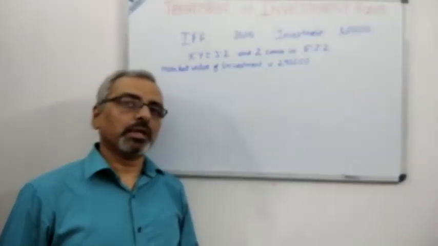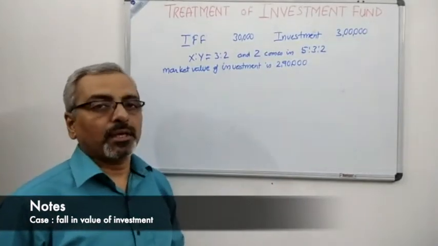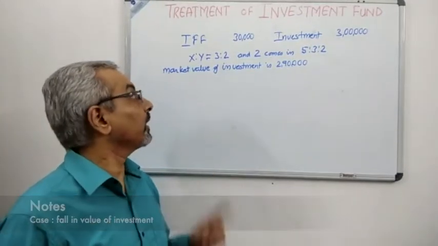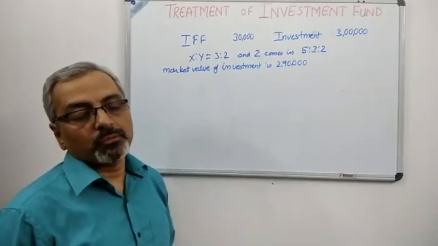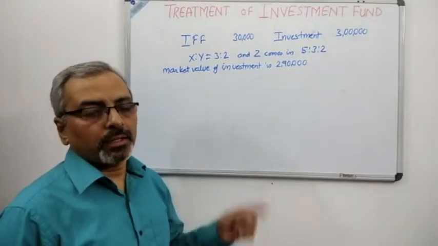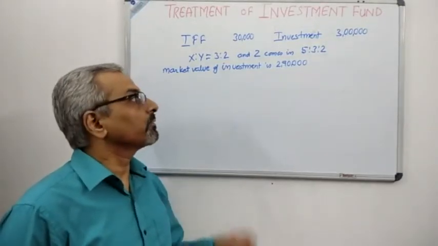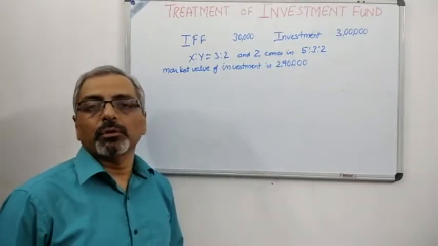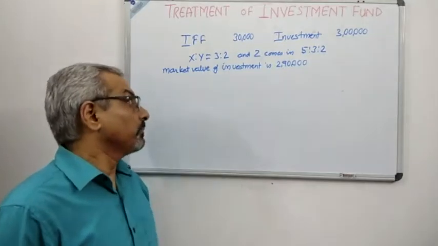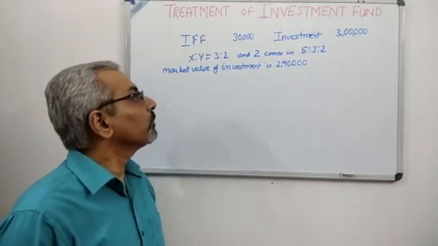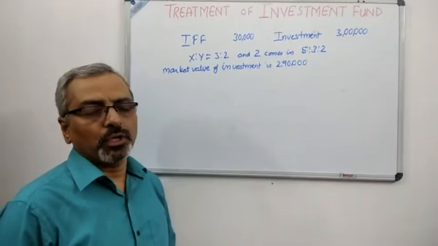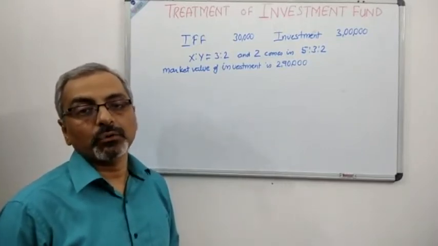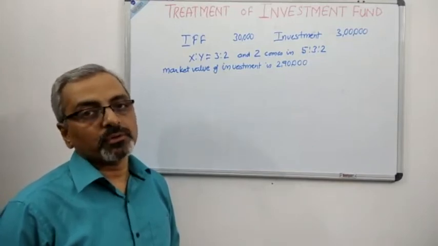Now we are changing the case a little bit. We are taking the same example of investment fluctuation fund as 30,000 and investment as 3 lakh, and we have partners X and Y who had a PSR of 3:2, and there is Z who comes in and the new PSR becomes 5:3:2. As I had told earlier, the new profit sharing ratio will have no relevance over here. Another piece of information has been given that the market value of investment has become 2,90,000. So you can see very carefully that the market value of investment has been reduced by 10,000, and that will be made up from the investment fluctuation fund.